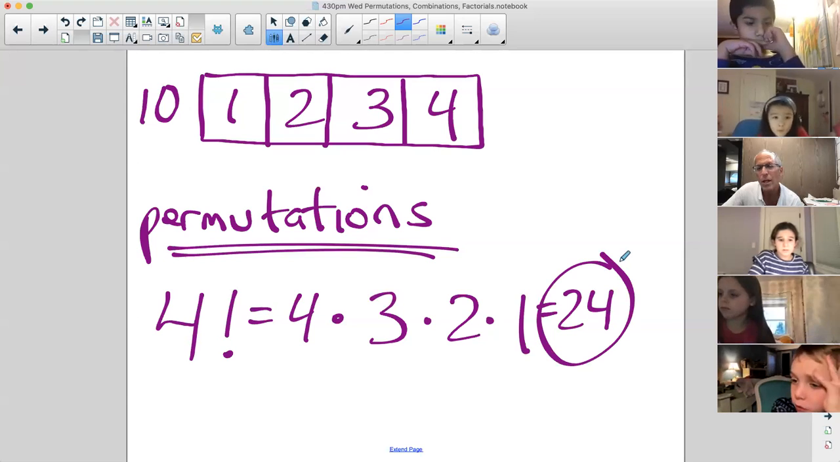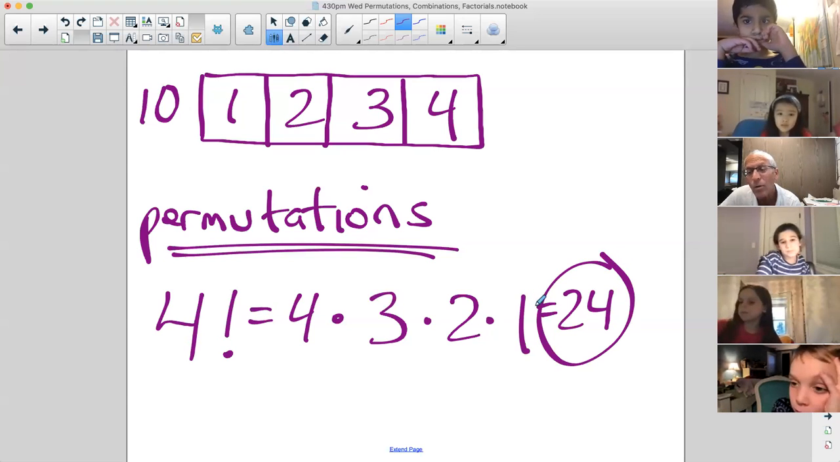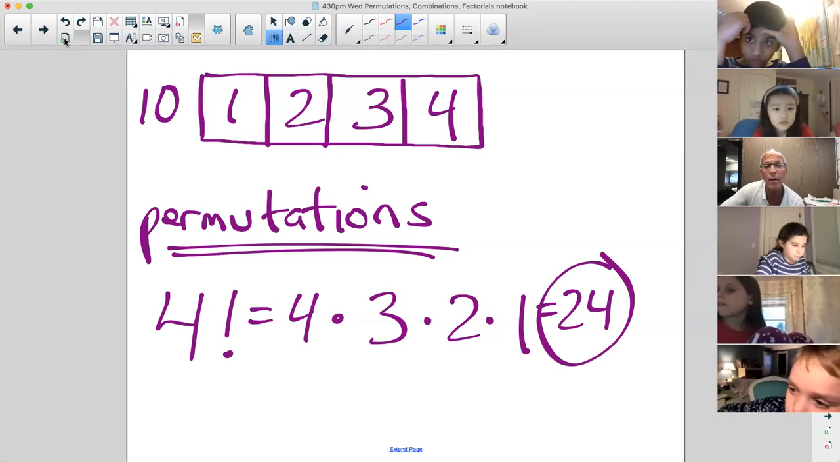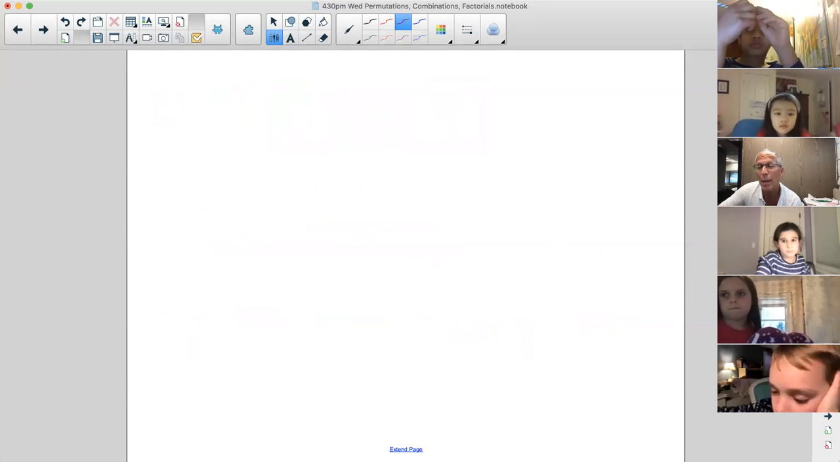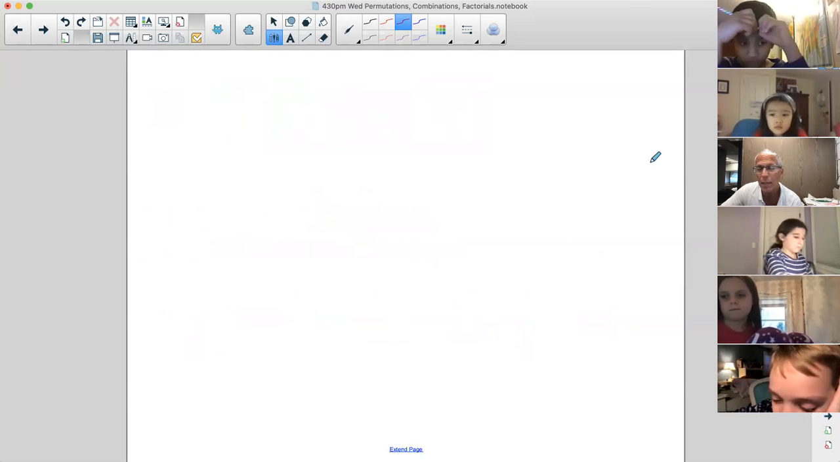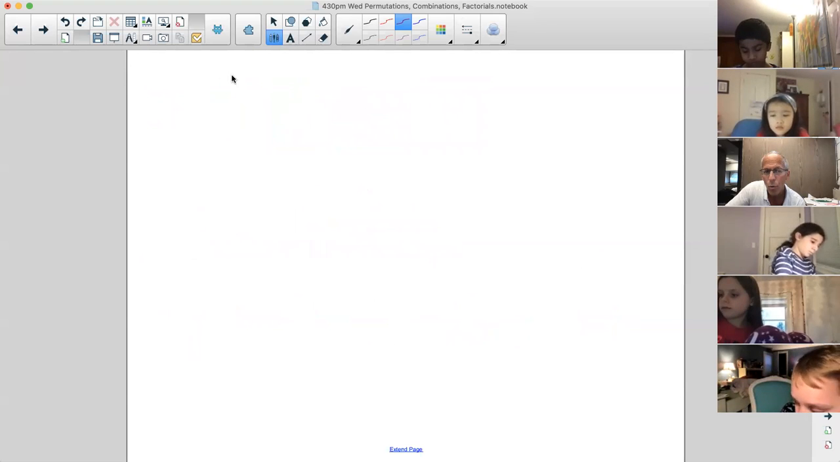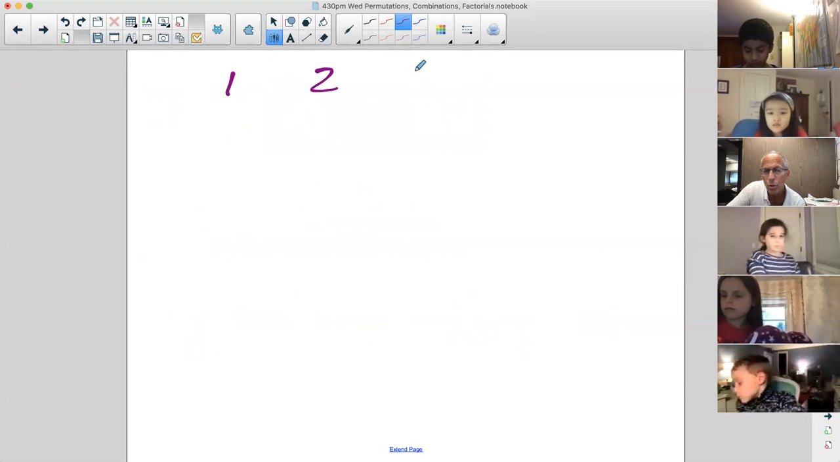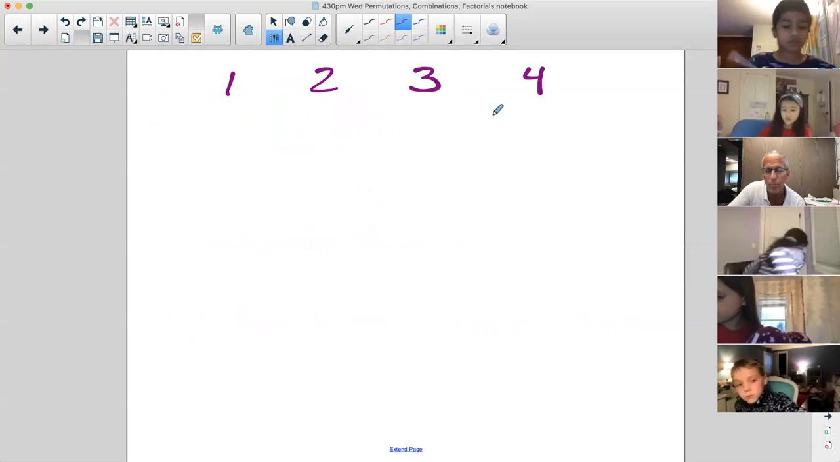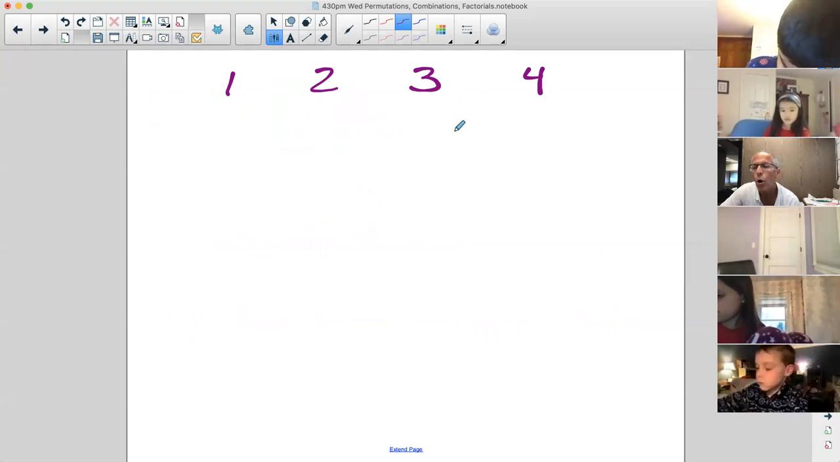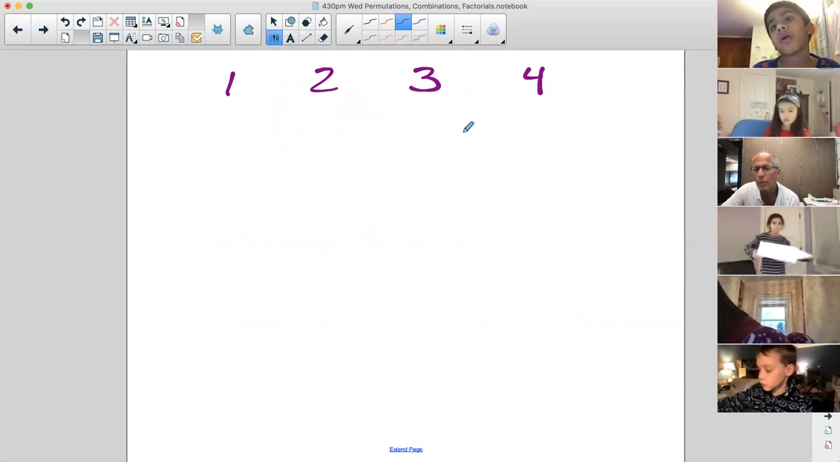Now, that sounds like a lot. It sounds like there's too many. Guess what? Blank piece of paper. Everybody go to a blank piece of paper. Write the numbers 1, 2, 3, and 4. And I want you to write out all 24 permutations.